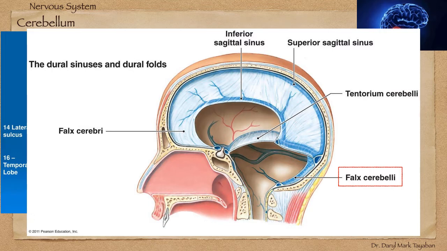It actually covers the top of the cerebellum and supports the layers for better separation. So the next one is the tentorium cerebelli. It is a horizontal part, the one with an arrow, still part of the dura mater. It covers the top of the cerebellum and supports the occipital lobe of the cerebrum. So this actually helps in the separation of these different parts of the brain or the central nervous system.